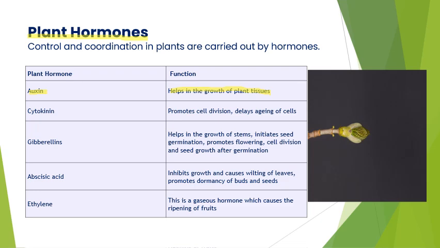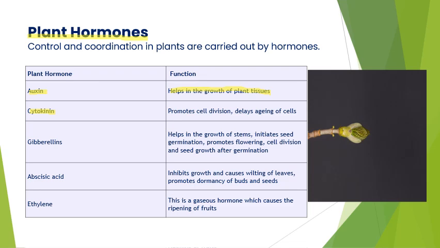Next we are going to study another important hormone, that is cytokinin. This is another hormone present in plants. It plays an important role in cytokinesis, which is one such process in cell division. It is naturally synthesized in the plant where rapid cell division occurs, usually in the root apex, shoot buds and young fruits. What is its function? It promotes cell division and delays aging of the cell.